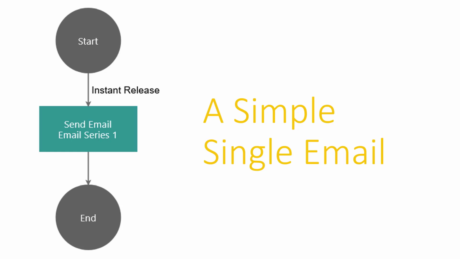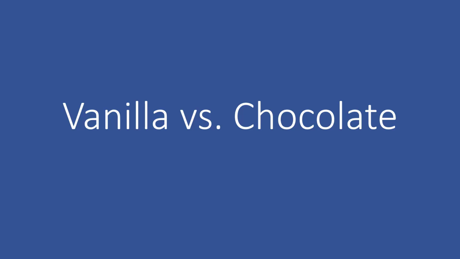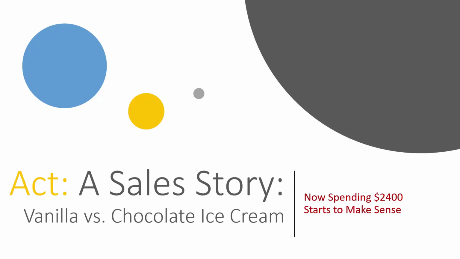And the way I want to talk about that is I want to introduce something to you. Let's say for a moment you're in the ice cream business, and the two types of ice cream you sell are vanilla and chocolate. Well, it is my opinion that the best way to sell this, if you have a large database and you're an individual, is throw an email out there, see what happens. But let's say, just for the sake of our discussion, that vanilla ice cream is a very low profit item, but you sell it. Chocolate ice cream is where all the money is. So we've got a sales story going on here, and this is going to start to describe how spending that $2,400 really starts to make sense.